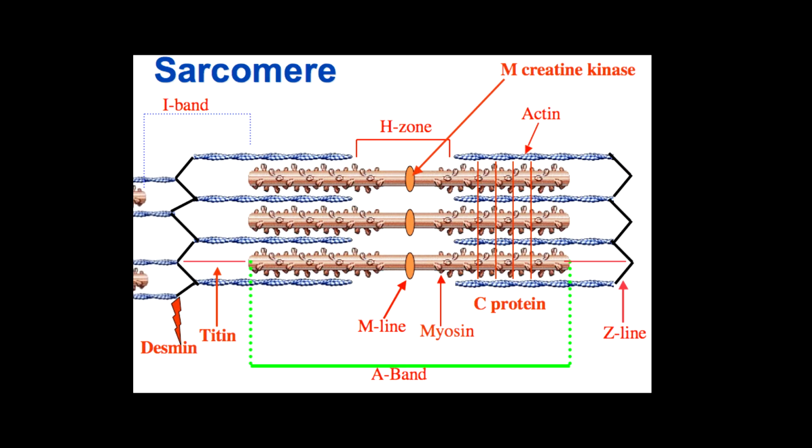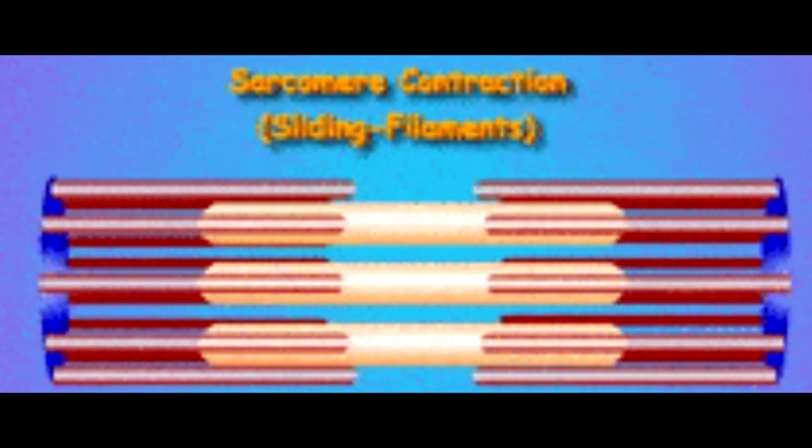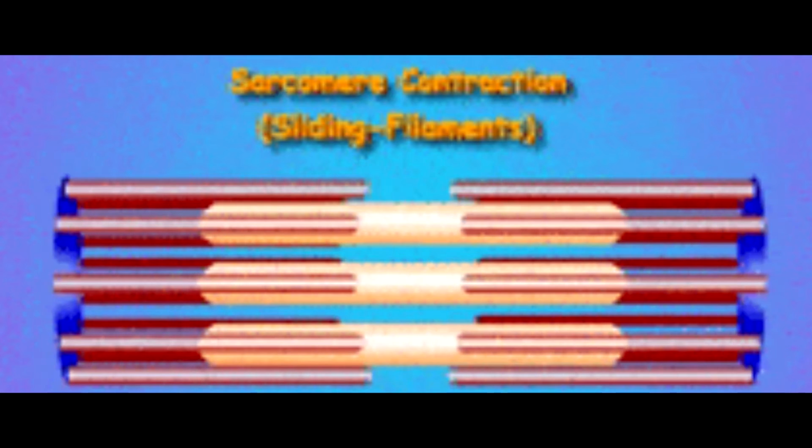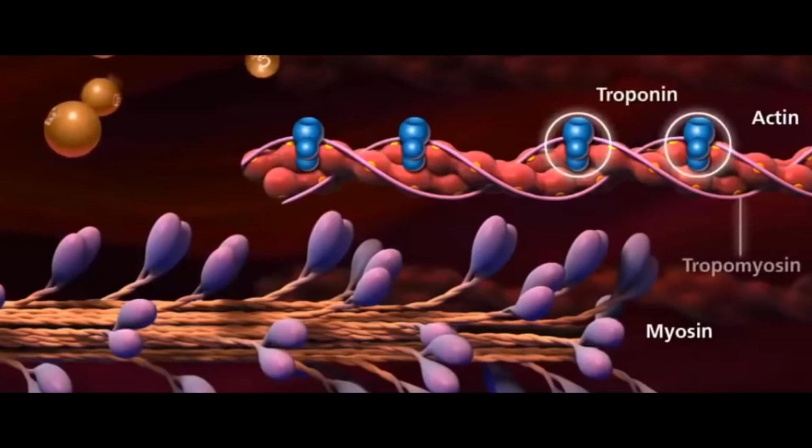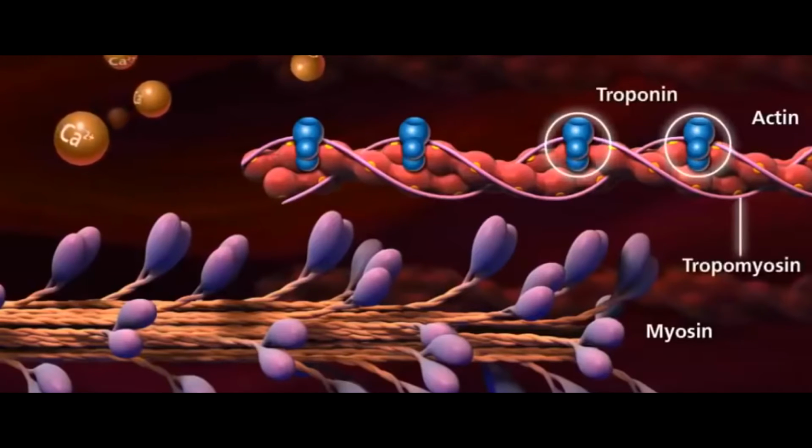To finalize everything, Z bands or Z discs are present to mark a boundary of the sarcomere which actin filaments are attached to. Any shortening of the actin filament will result in a shortening of the sarcomere, which ultimately shortens the muscle, leading to a contraction. Now that all of that has been discussed, here is how the sliding filament theory actually works.